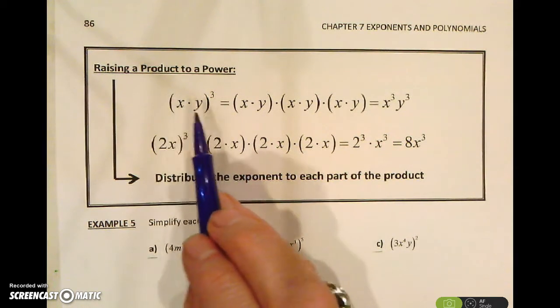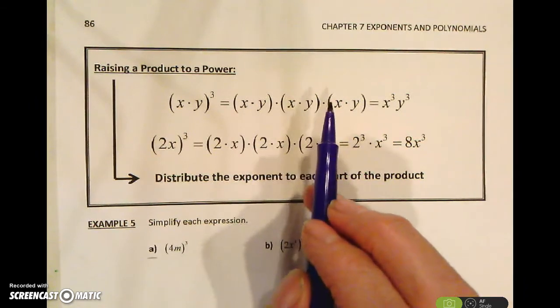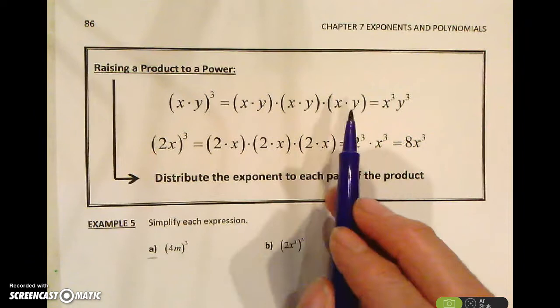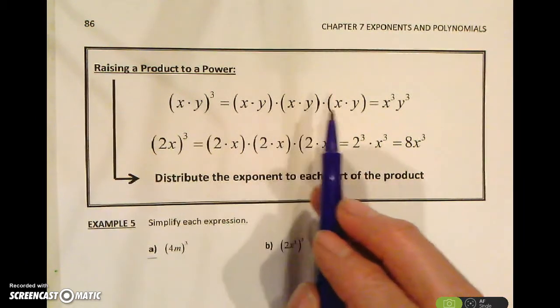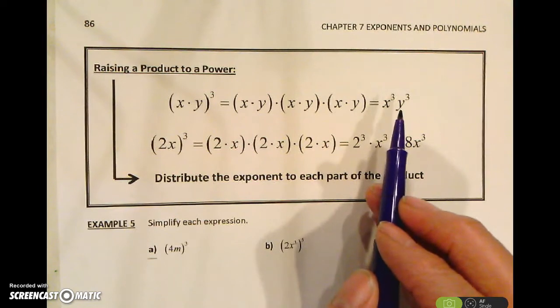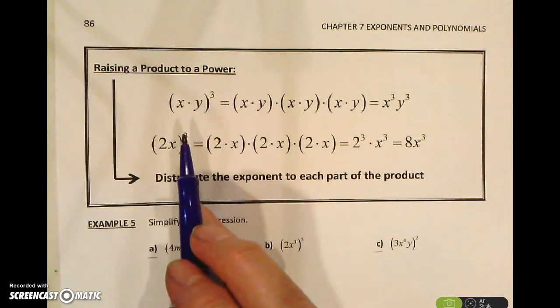Since the parentheses is our base, we're going to take the parentheses times itself, 3 times for our exponent. And then when we look, it's all multiplication. So we have x times x times x, x to the third, y times y times y, y to the third. Same thing here with 2x raised to the third power.